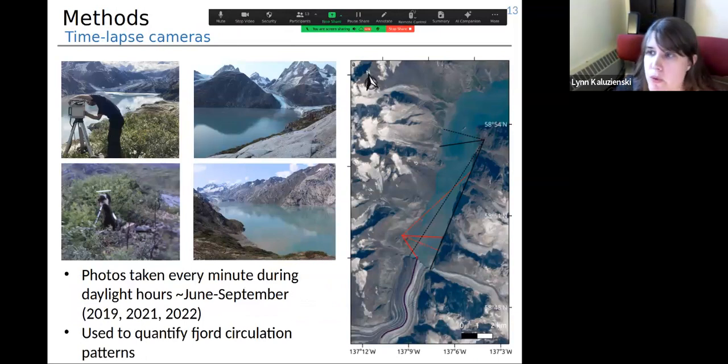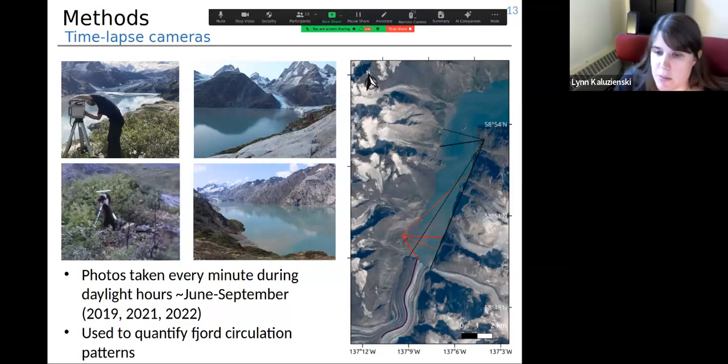Okay, so moving on to looking at short-term dynamics within Johns Hopkins. The main method that we use here is time-lapse cameras. We deployed 4 cameras each year in 2019, 2021, and 2022. These cameras were deployed around June and taken out around December. Of course, that is dependent on field conditions.